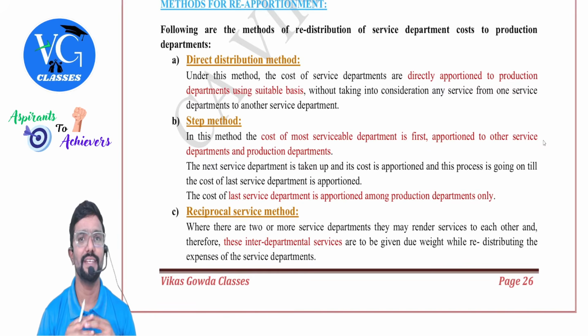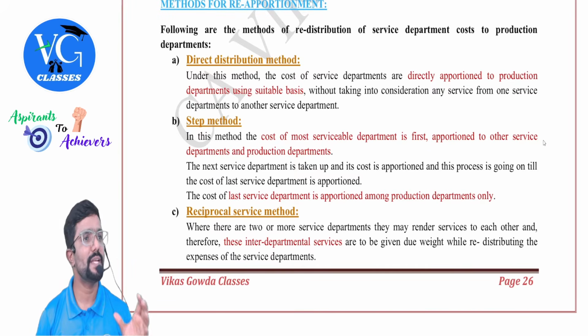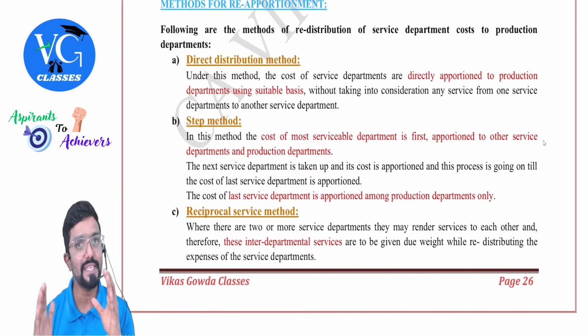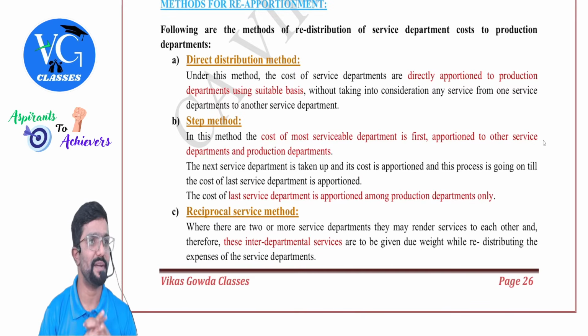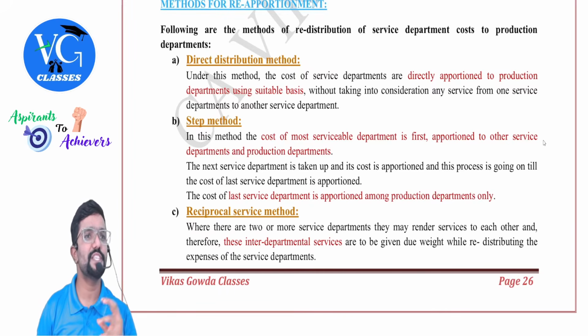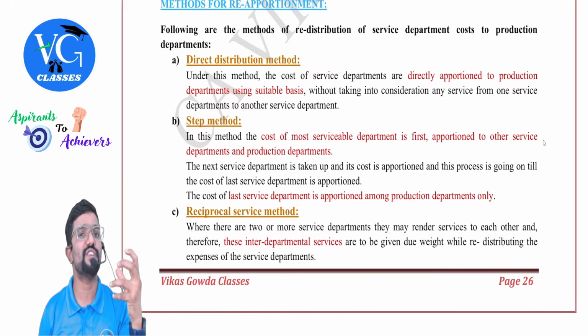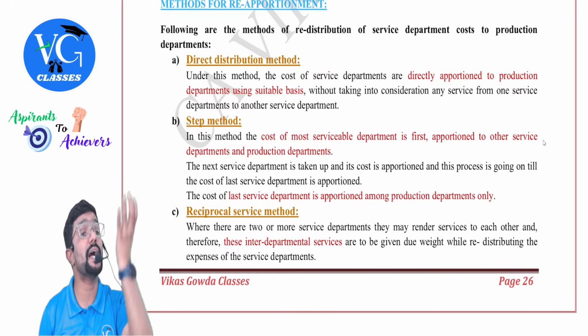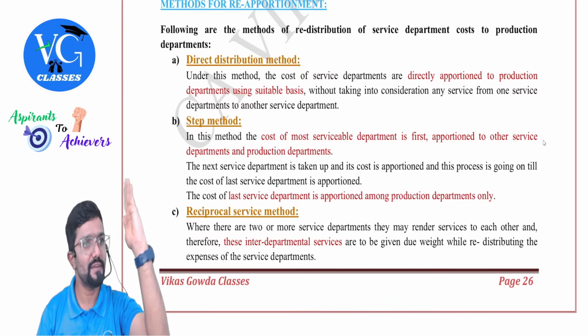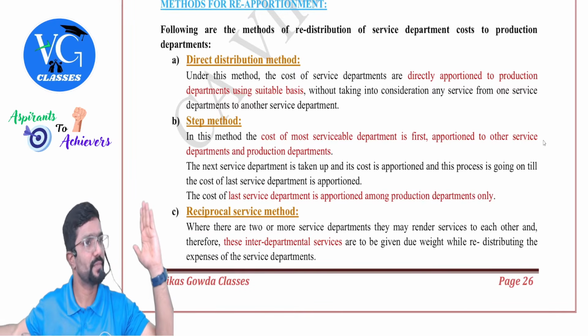Coming to the step method. Under the step method, we will keep on reapportioning the service department cost to the service as well as the production departments. But we need to do it in sequence, in steps. Sir, which service department cost will be reapportioned first? Whichever service department is giving the highest service. We will take that as first. Highest being the first, we will follow the same order.